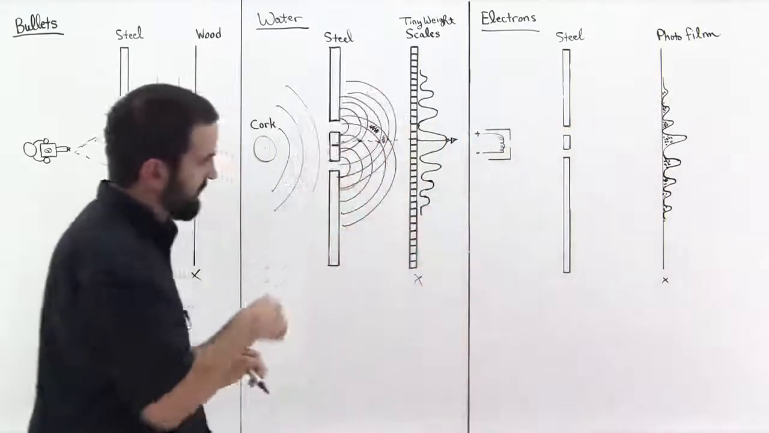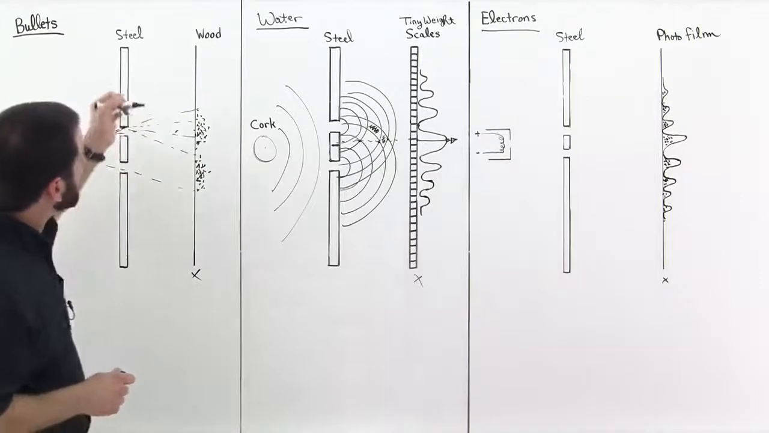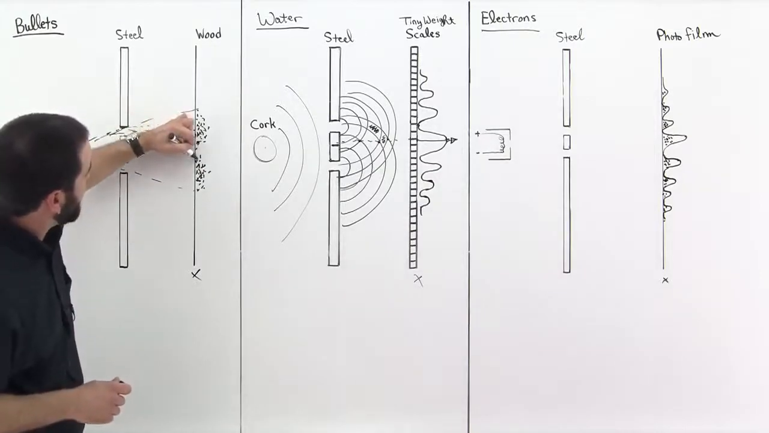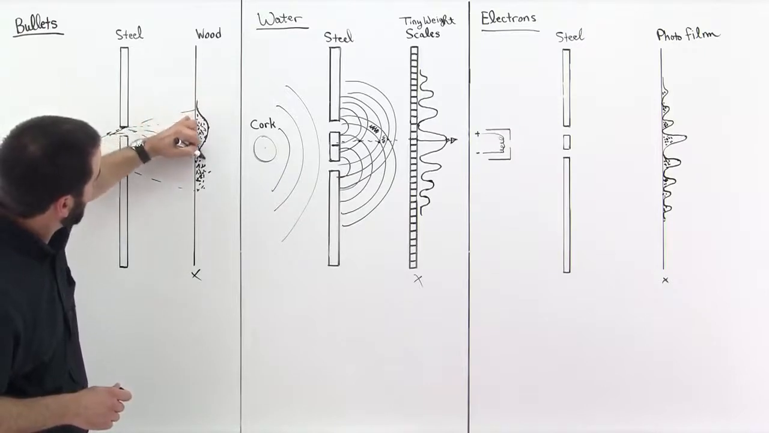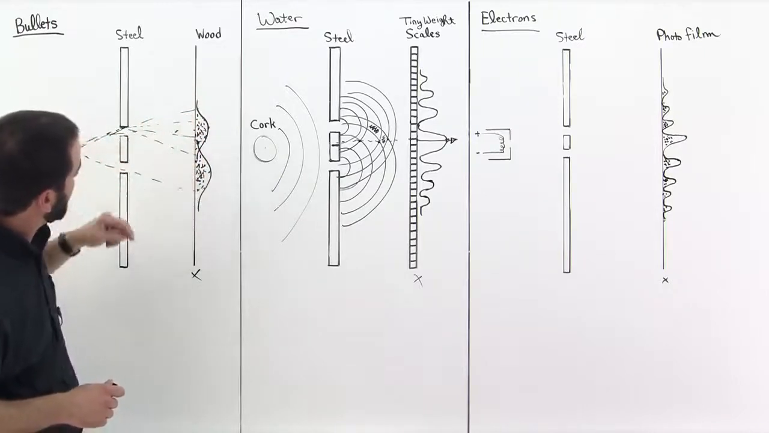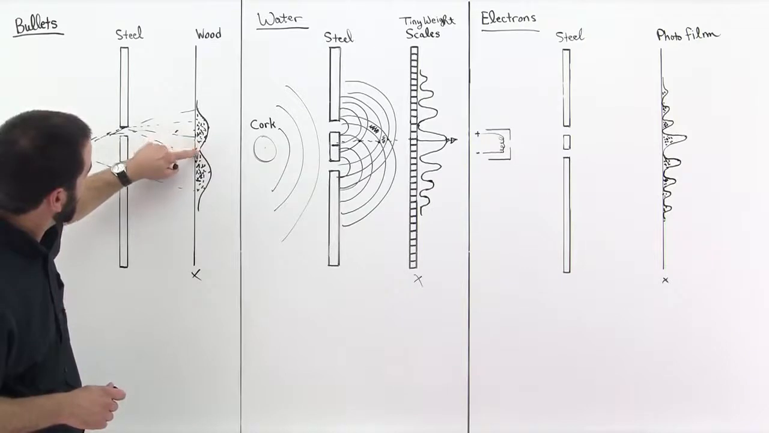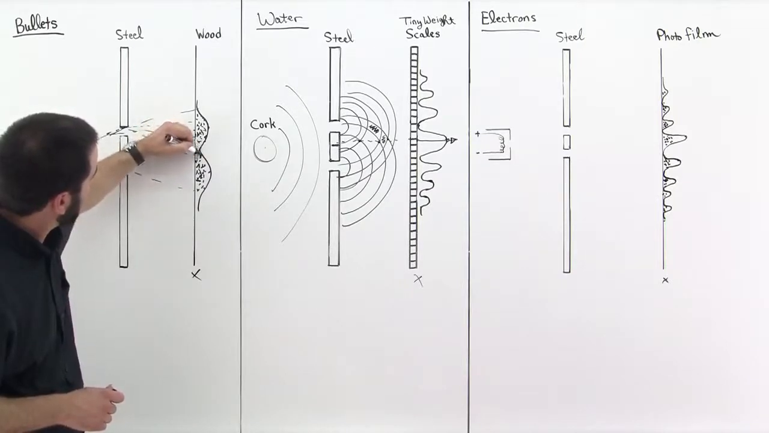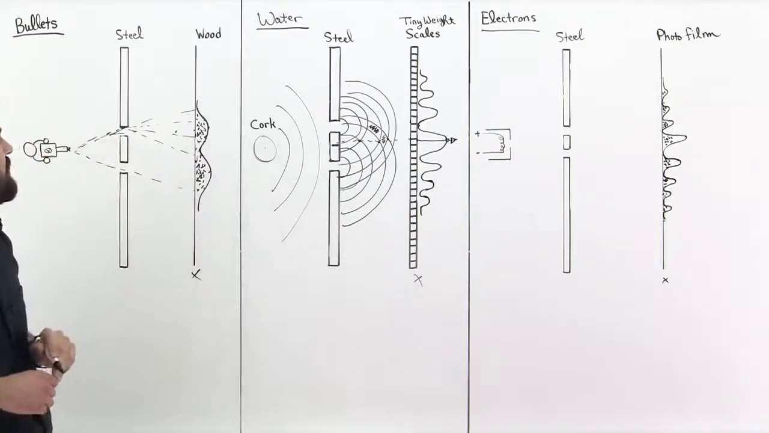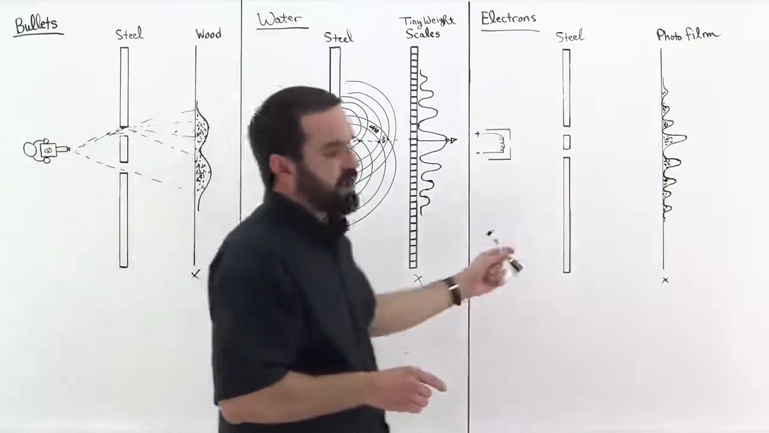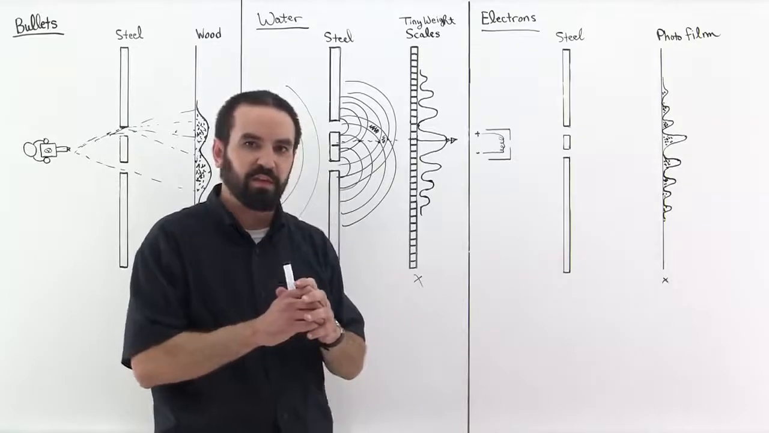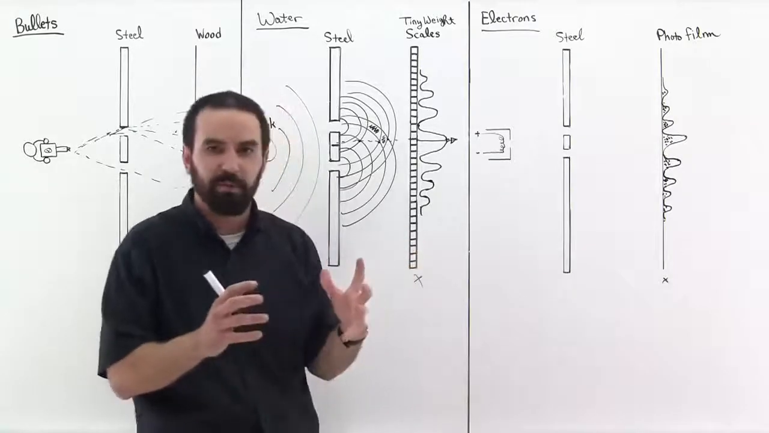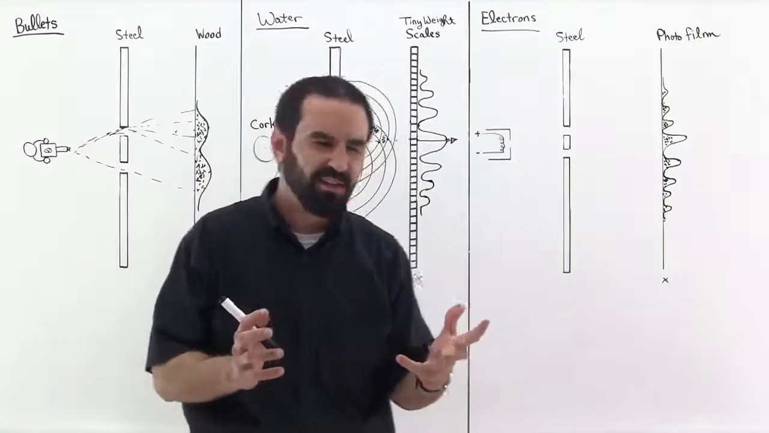Okay, and then for the bullets, if we were to plot the number that arrived at a given location, we might get something like this. So this is not at all what we expect, right? This is sort of the wow moment, where it's like, what? Why is that?